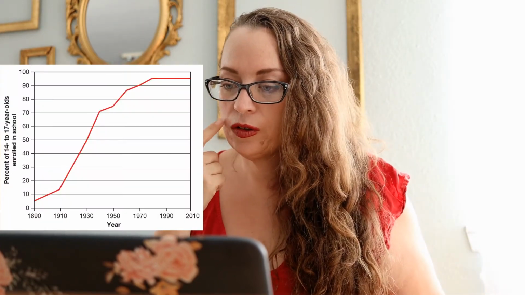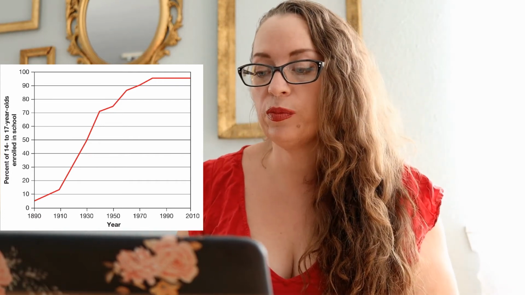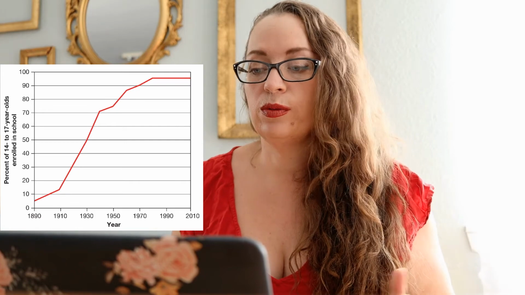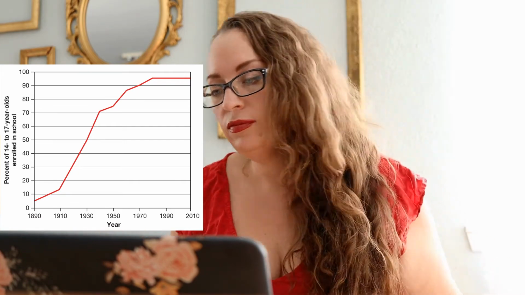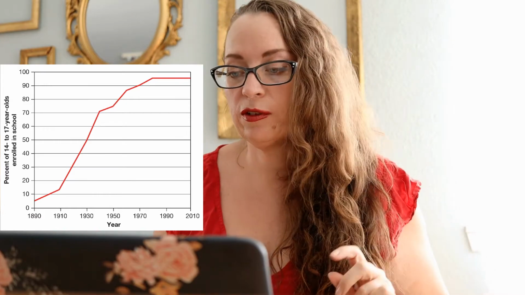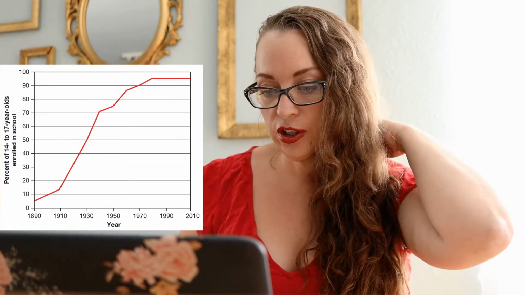All right, did I miss anything? Yeah, there's a chart of the percentage of 14 to 17-year-olds enrolled in schools. You can see from 1890 to modern times, more and more kids have been in school. Now almost 100% of 14 to 17-year-olds are in school in our country.